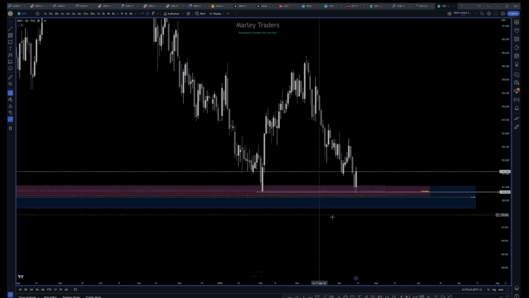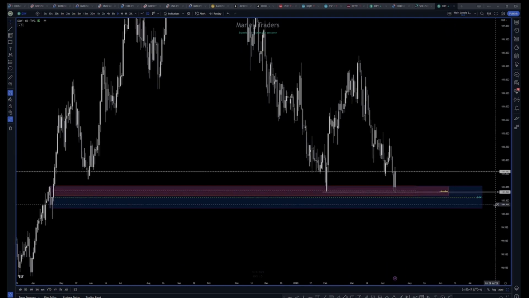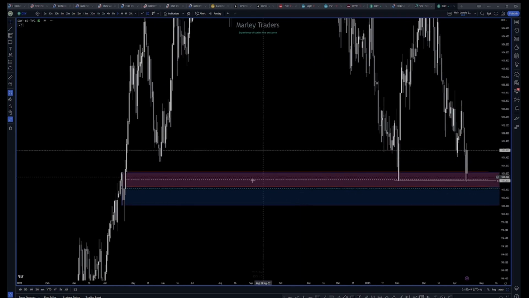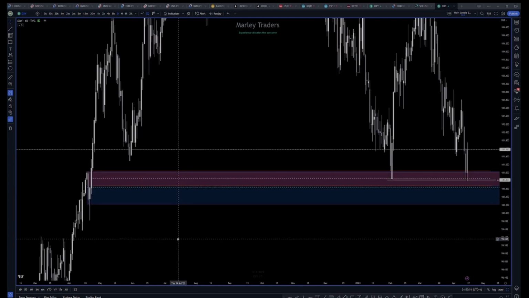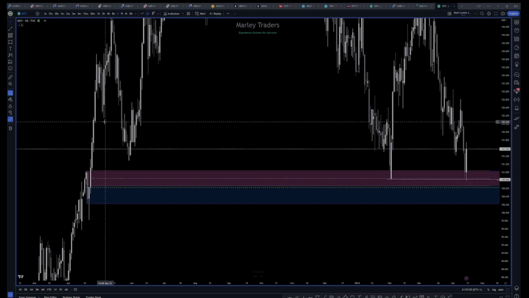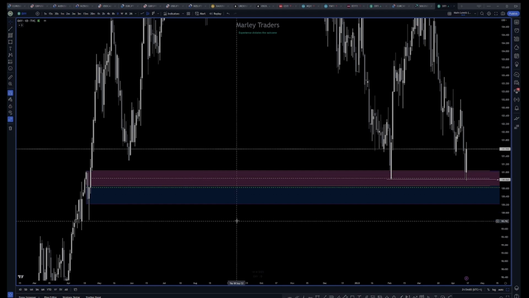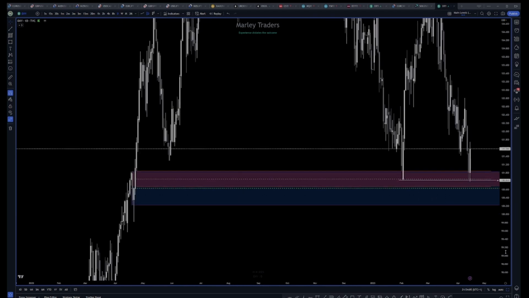I remember we had some form of a breaker. Yeah, we had this breaker here. So here is the breaker. Okay, so we had a high, we had a low, a high, a lower low, and then we break it. So this is how a breaker works.